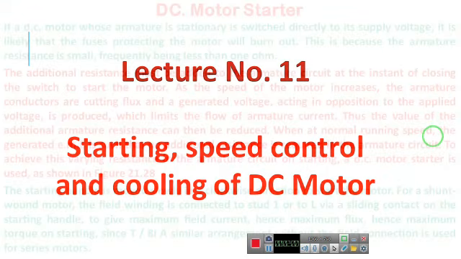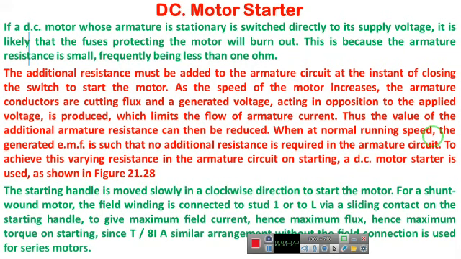Let me go through the DC motor. If the DC motor, whose armature is switched directly to its supply voltage, the motor will burn out because the armature resistance is small, frequently being less than 1 ohm.